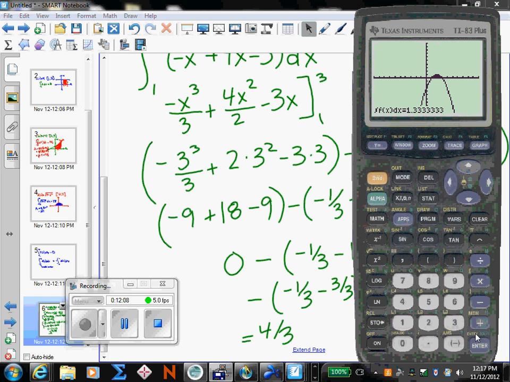If we use the rectangle method, that would just be an approximation. There is no geometric shape that fits exactly underneath that curve. And that is my exact area.